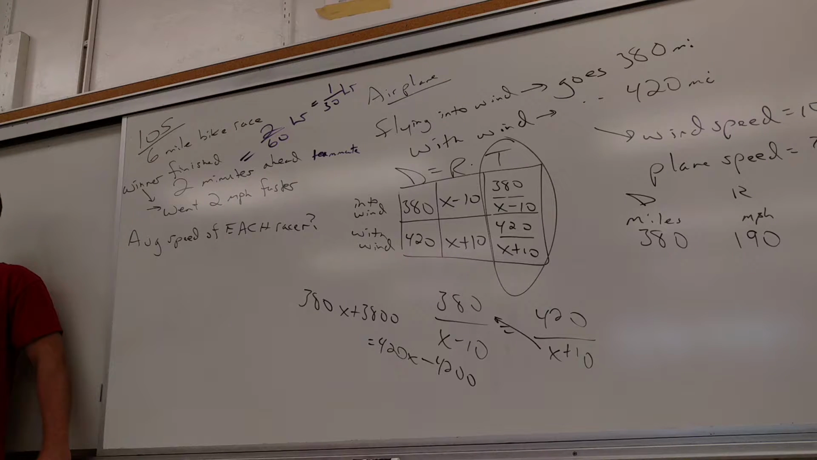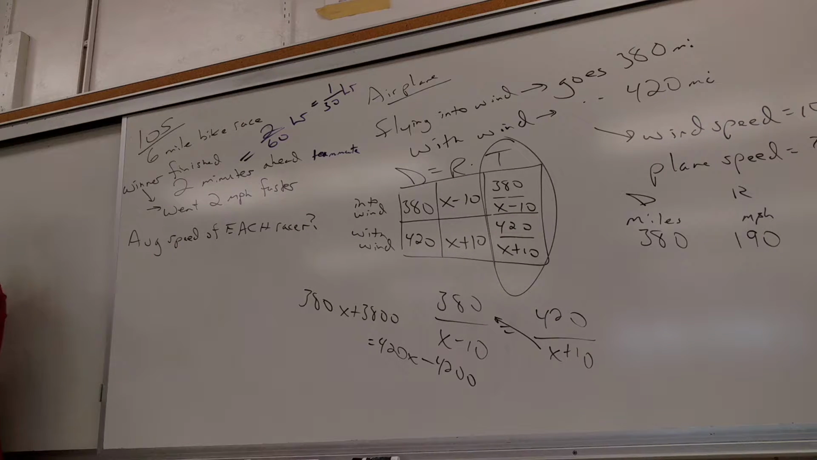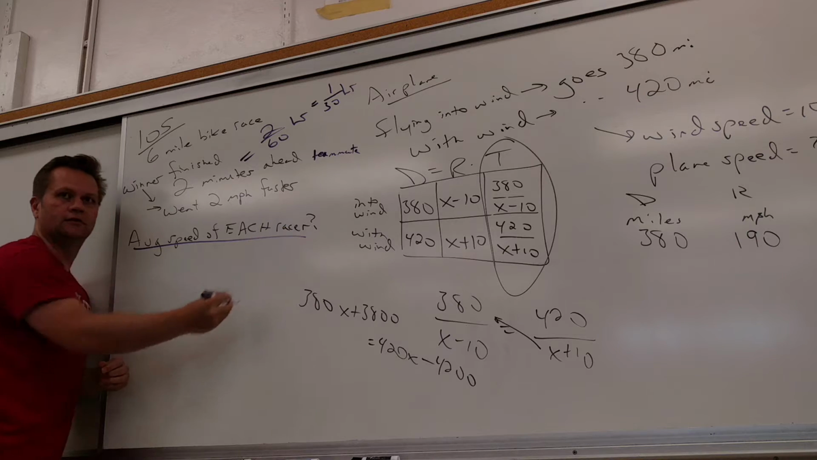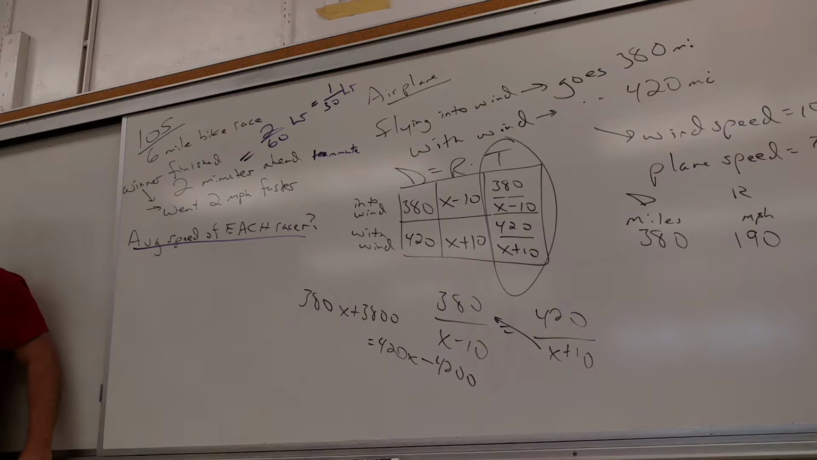So what are my variables going to be here? My variables have to represent what physical thing? Distance. You got one left. Race. Yes. Because the question is, what's the average speed of each racer? That's what I don't know.